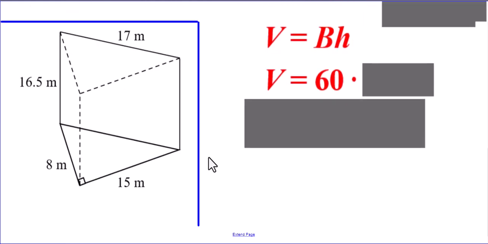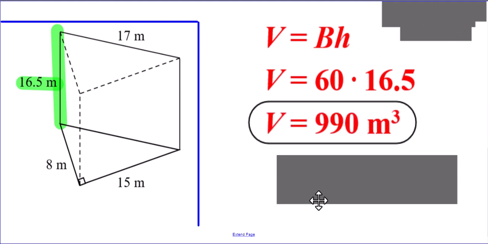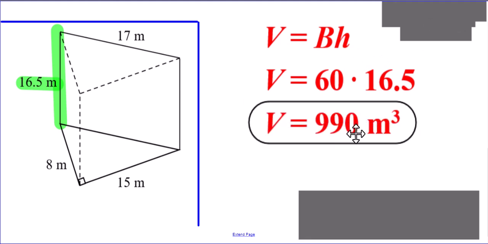Now, what was the height of the prism? It's the line segment that goes between the triangle. So that line segment is the 16.5. Boom. Substitute it in. Multiply it. You're going to get 990. Since everything was in meters and this is volume, it's cubic meters. Make sure you have the little 3 in the corner.